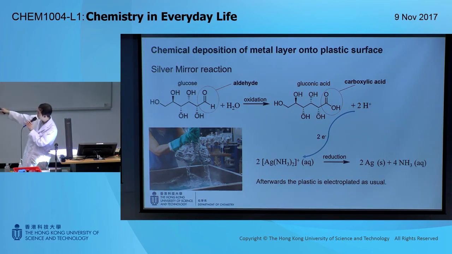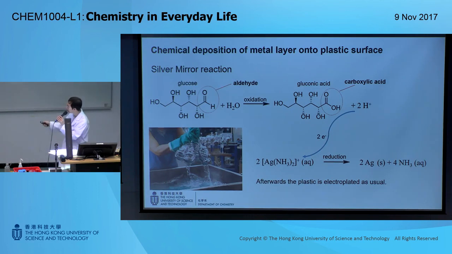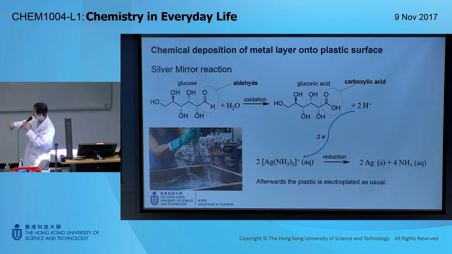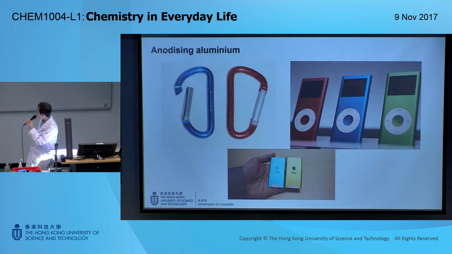So this is coated with a thin layer of silver. And then once you have the silver coating, you can electroplate the plastic as usual. So this is how it's usually done: first by depositing a very thin layer of silver by chemical reaction, and then doing the electrolysis.